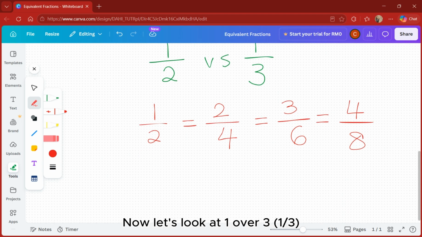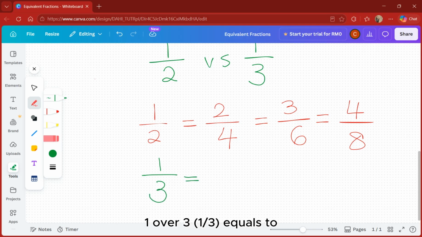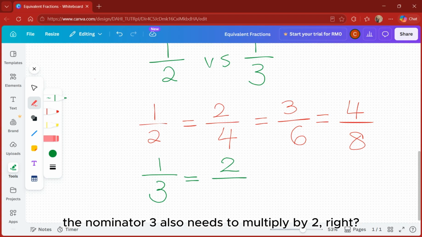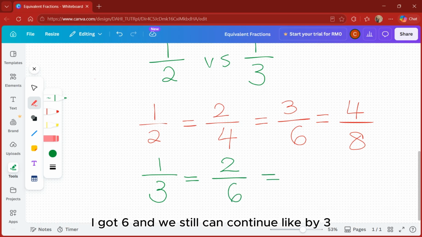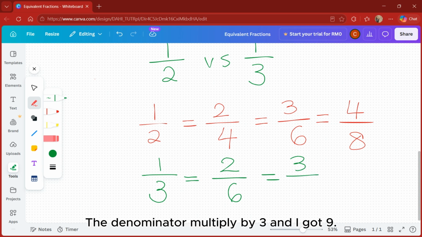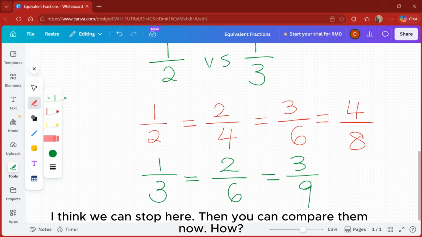Now let's look at 1 over 3. So 1 over 3 equals, again, the numerator multiplied by 2, we get 2. The denominator 3 also needs to be multiplied by 2, right? I get 6. And we still can continue, like by 3. So the numerator multiplied by 3, we get 3. The denominator multiplied by 3, I get 9. Okay, I think we can stop here.